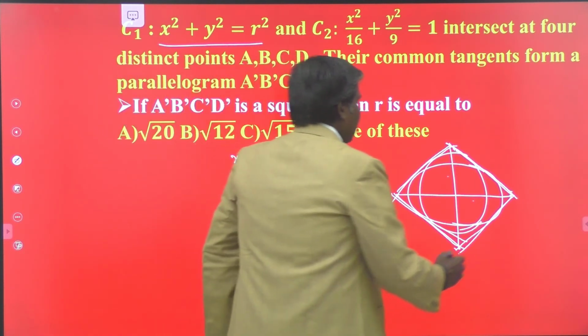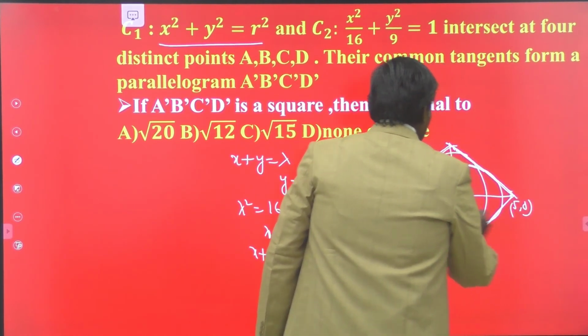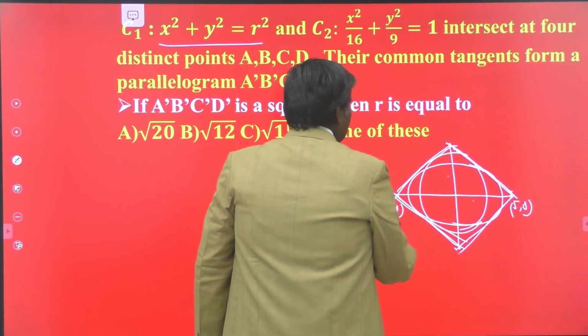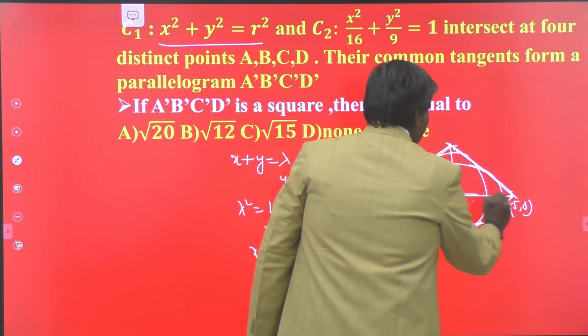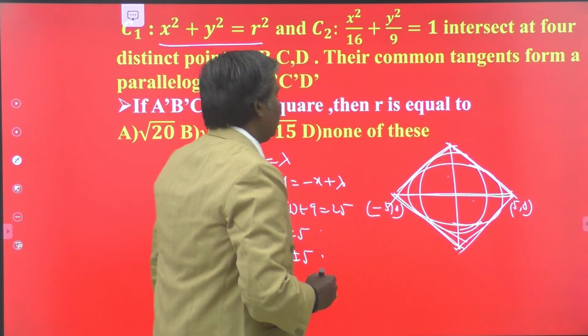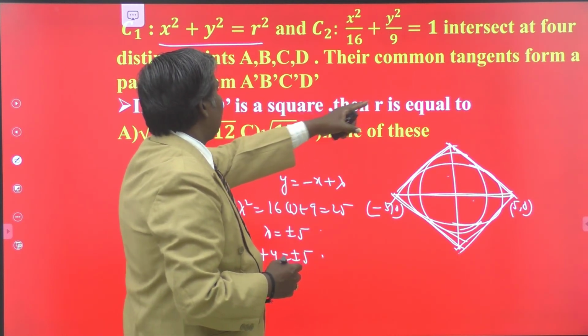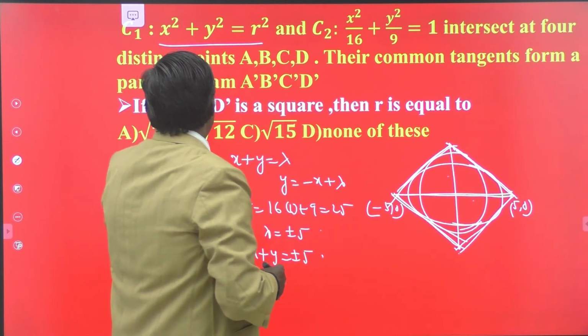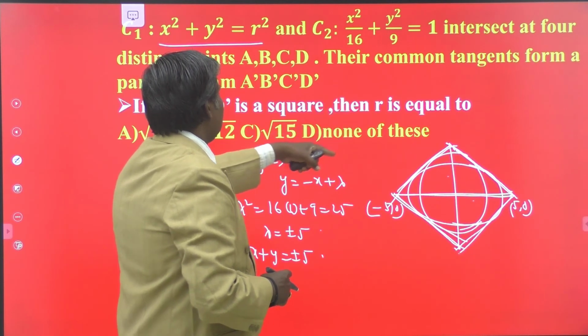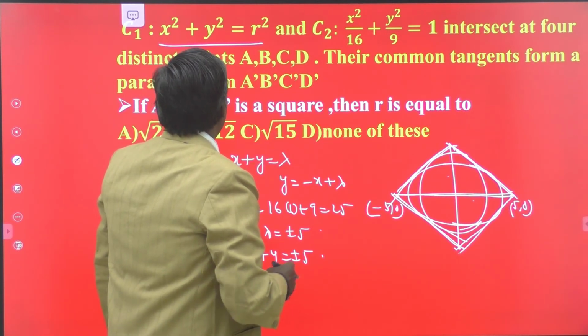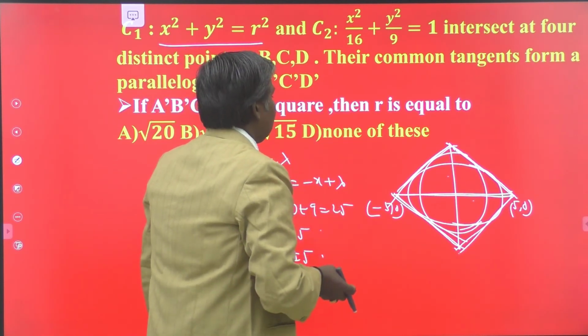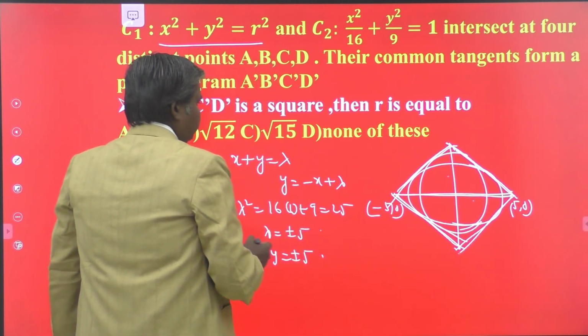So this is 5 comma 0. This is, I think, minus 5 comma 0. So this is the diagonal, the length of the diagonal of the square. What they are asking: A, B, C, D, the common tangents form a parallelogram. A dash, B dash, C dash is there. It is a square. Then R is equal to what? Then what is that radius? You have to find out the radius of the circle.